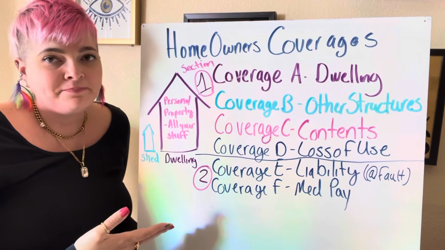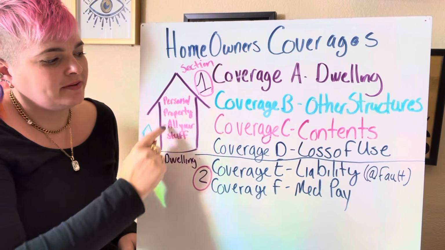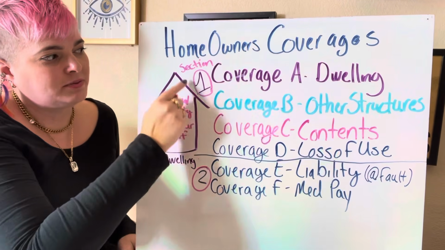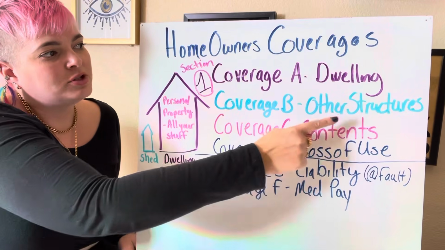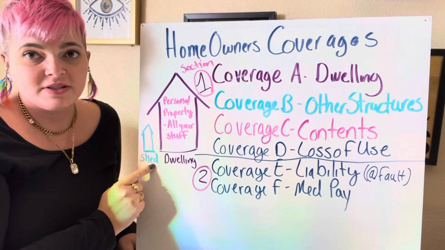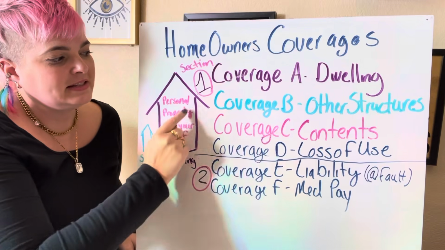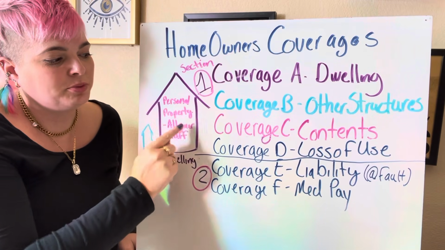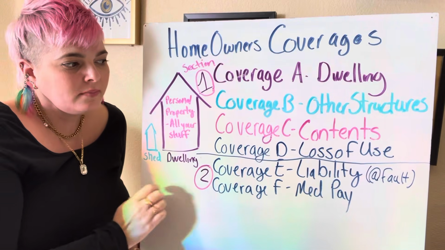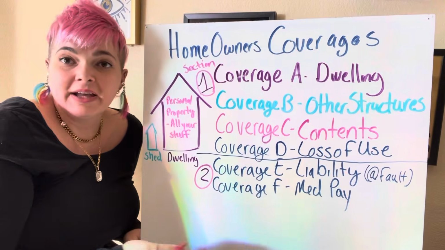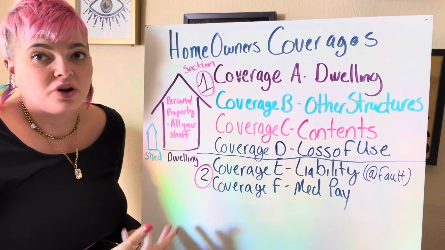And then you can see here, I've drawn A in purple, and that's representing the walls and the roof. Coverage B is in that teal color, which is the shed. And then coverage C is the stuff inside. So it's personal property, all your stuff inside. Now, D, E, and F don't really have a corresponding color because you can't really draw them out.